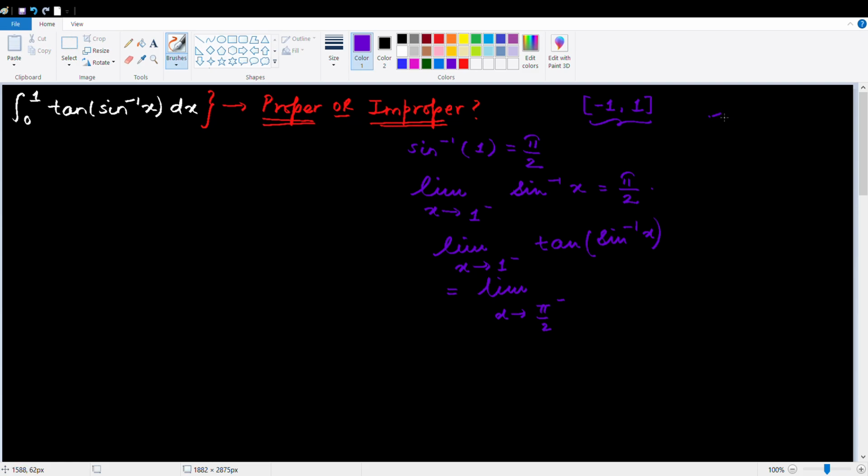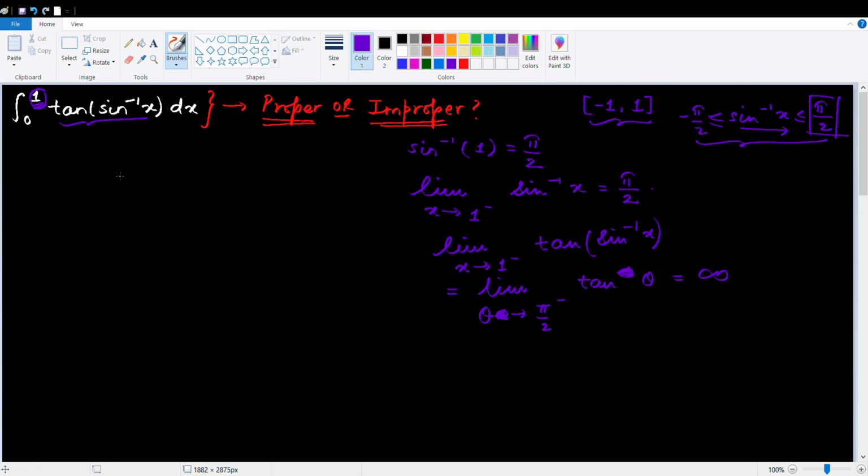because sine inverse x ranges between these two values, and if the limit is pi over 2, it approaches the value pi over 2 from the negative side. Okay, so let me just write theta over here. Tan of theta is infinity, so we have an improper integral because there is an infinite discontinuity at the point 1. At the other points, the given function is continuous.